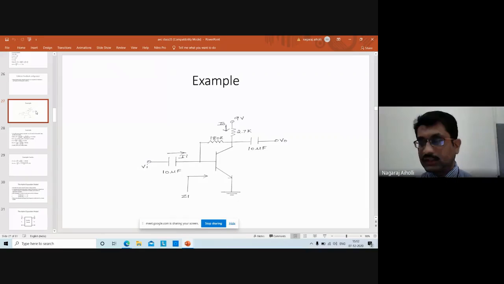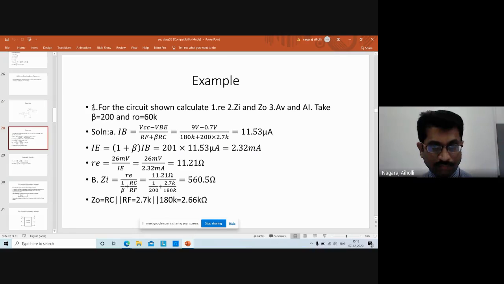Question number 8 is same as that of question number 9, but beta is different. So solve question number 9. You all try for beta equal to whatever value is given. This example, whatever I'm solving, is with beta equal to 200.